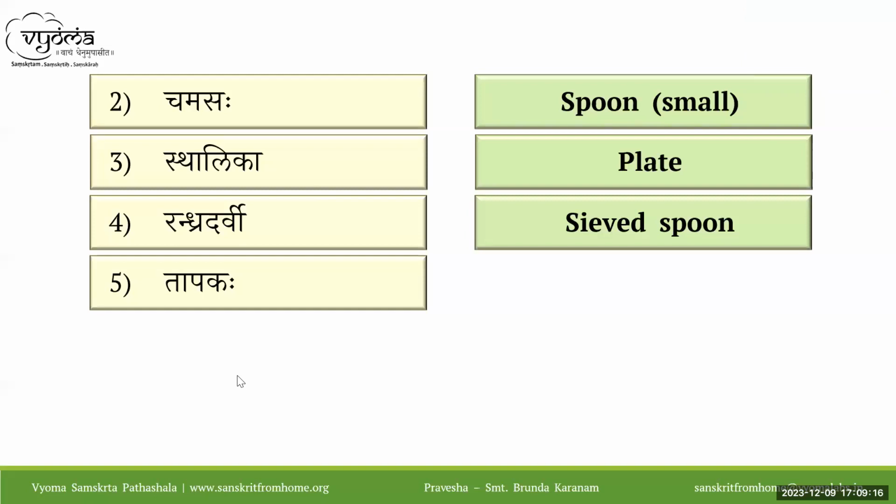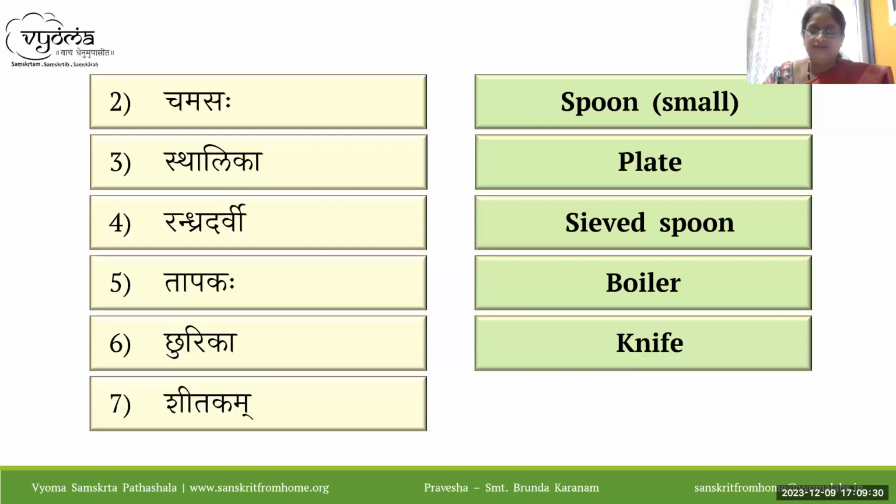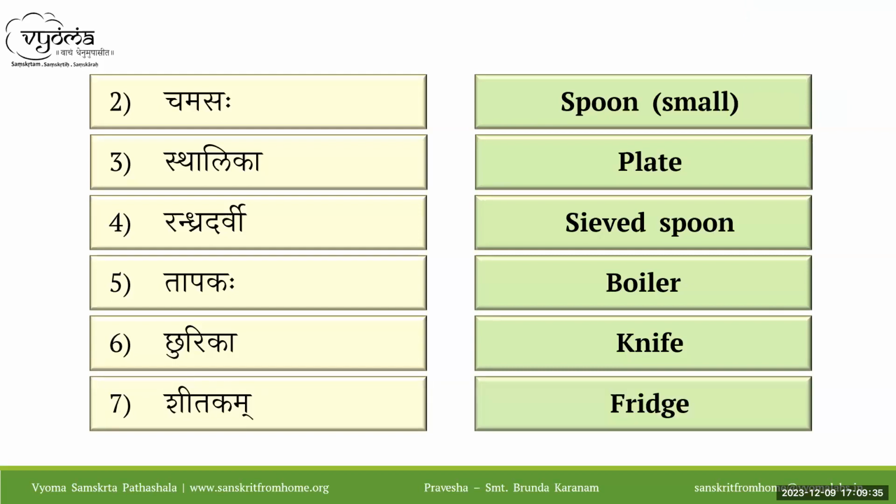Tapakaha, boiler. Tapa is basically heat, increased heat. That's why Tapakaha would be boiler. The next one. Churika, knife. Churika is a knife. One more. Sheetakam, fridge. Sheetakam is fridge because Sheeta is cooling. Sheeta is when the temperature goes down.